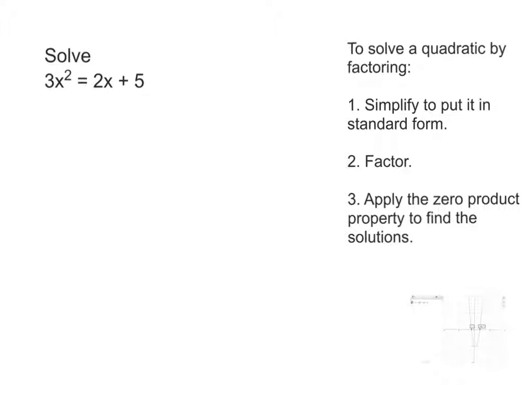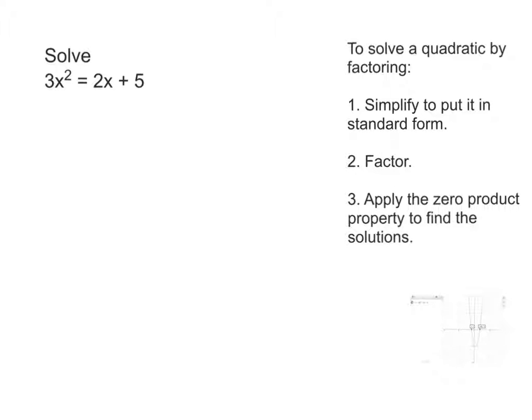Solve 3x squared equals 2x plus 5. This is not in factored form, so we can't just apply the zero product property. What do we need to do? Move everything over to the other side is the first step. So it says simplify to put it in standard form. That's the first step of solving by factoring. Putting it in standard form means putting the x squareds first, then the x's, then the constants.